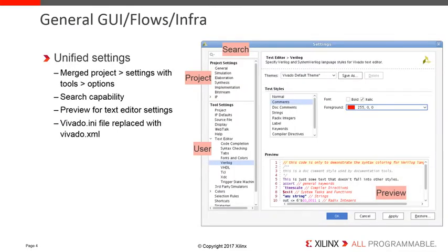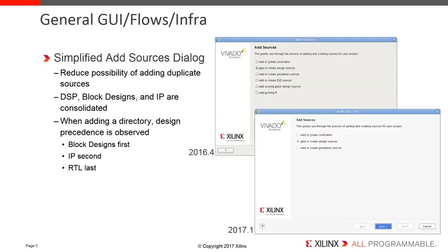As part of the new look and feel, we merged the project settings and user settings into a single, searchable dialog box. We also added the capability of previewing the text editor changes before applying them, and finally, we've migrated away from the vivado.ini file to an XML format. These changes should be transparent to the user and will allow us to maintain more complicated structures than the key value pairs we are limited to today. All current user settings will automatically be migrated to the new XML format, so if the XML file exists, the ini file is ignored.